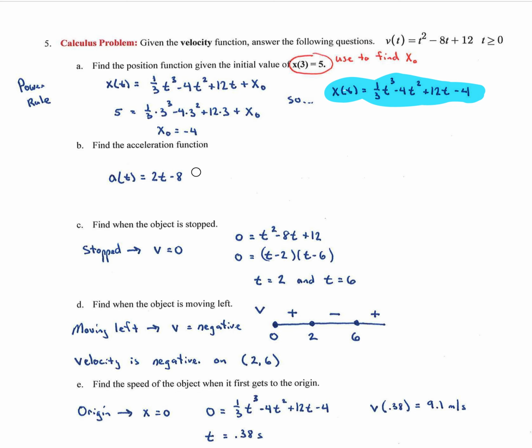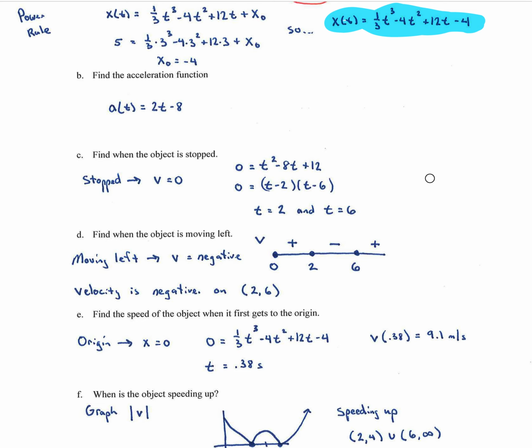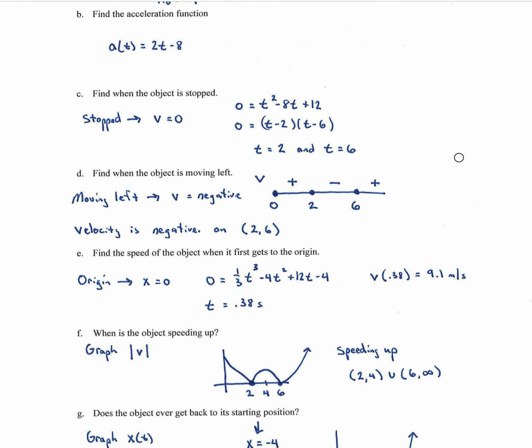Acceleration, well, that's easy. That's just the normal power rule. That's just the derivative of velocity. Remember, the definition of acceleration is the rate at which you change your velocity, so it makes sense that it's the derivative. So I just took the derivative of t squared to get 2t, the derivative of negative 8t, and got negative 8. All right, and then we have some of the classic pre-calc type questions.